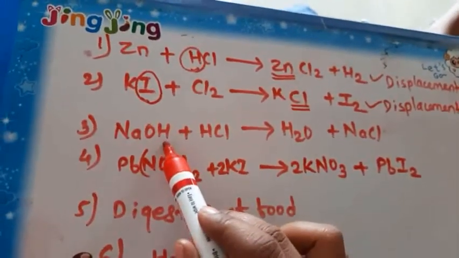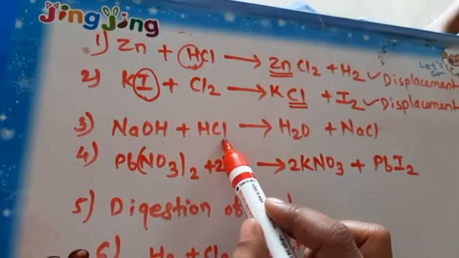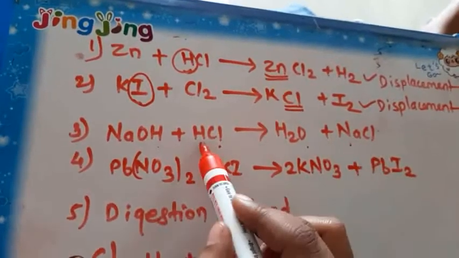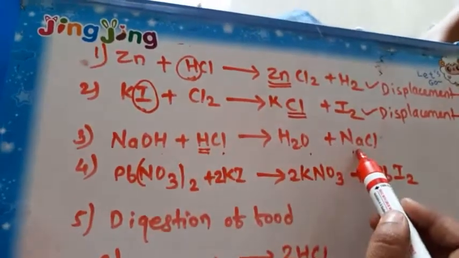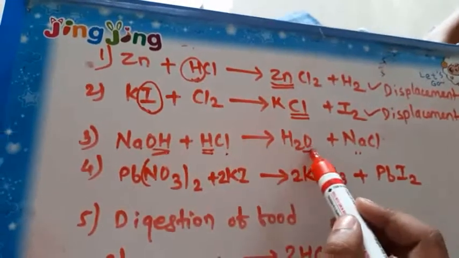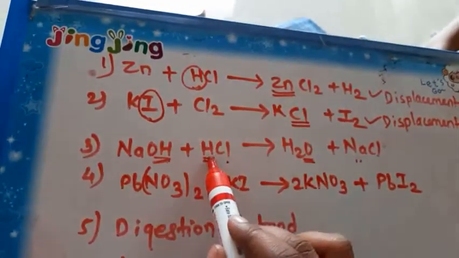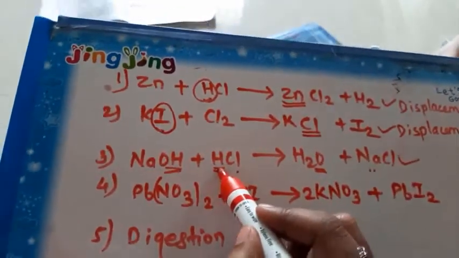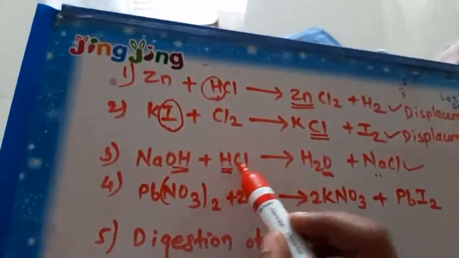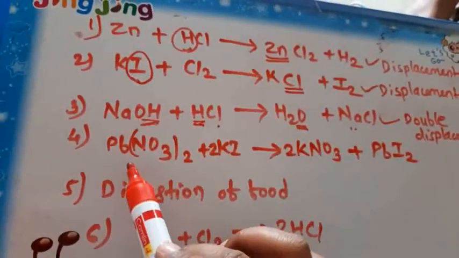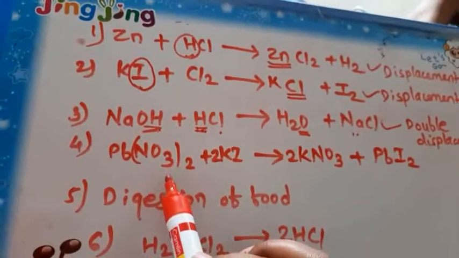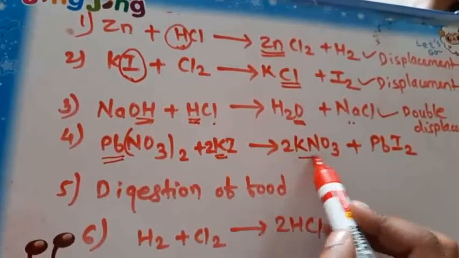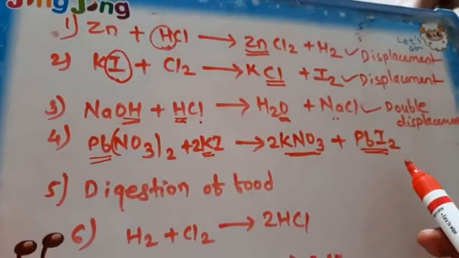Third reaction, sodium hydroxide and hydrochloric acid is added. Then products are water and NaCl. Here if you will see, place of hydrogen is taken by Na and place of OH group is taken by hydrogen. That's why it is a double displacement, because two-way the displacement has taken place. Next is, in this reaction, the place of plumbum and place of potassium both are changed. So this is a double displacement.